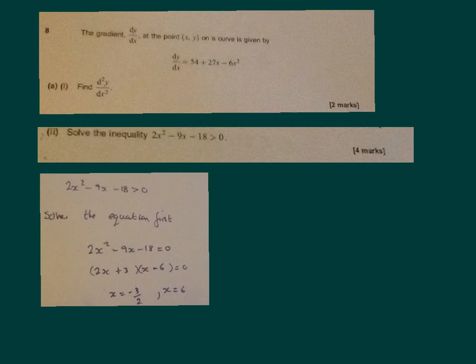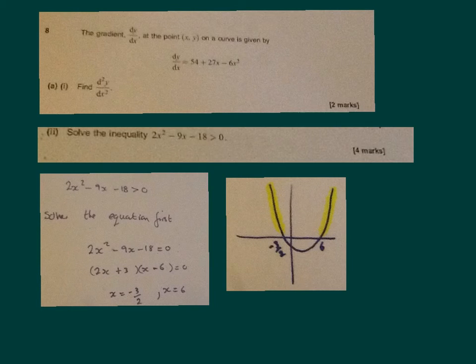Okay, so like I've just said there, we're going to solve the equation first. So I've set my equation equal to 0. I factorised it and I found my two critical values. And it's these values that are going to be part of my solution, but we need to use the graph to see what inequality sign goes with each corresponding value.